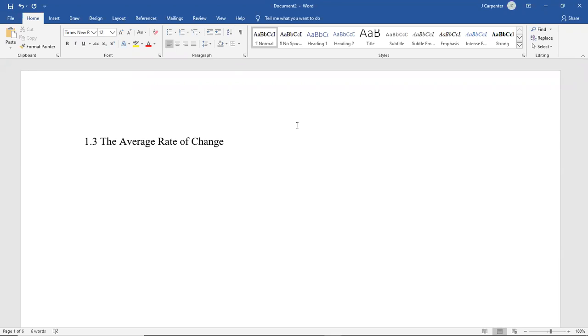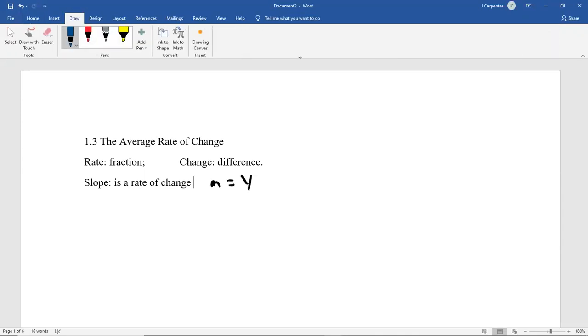So a rate of change is something that we've already talked about. Rate or ratio means fraction. Change, unless you're getting into percentages, is generally a difference. So the word rate of change is a fraction of differences. Remember slope? Slope is a rate of change because it is a fraction of differences. And that formula, as a reminder, is m equals y2 minus y1 over x2 minus x1.